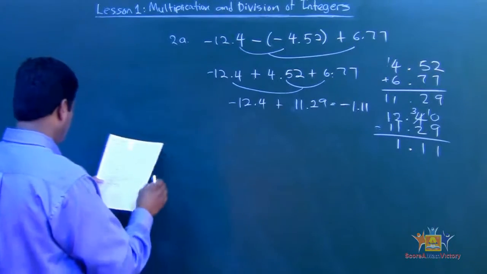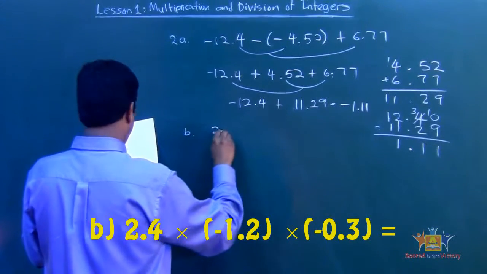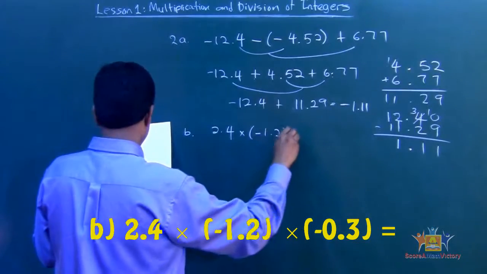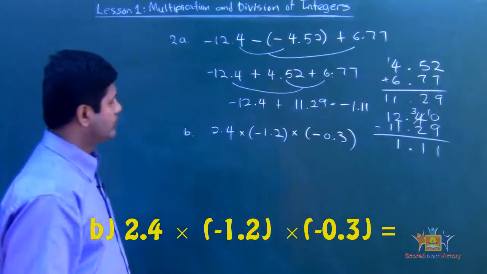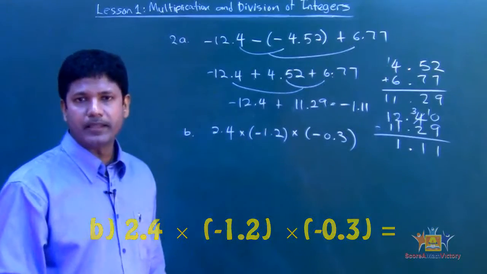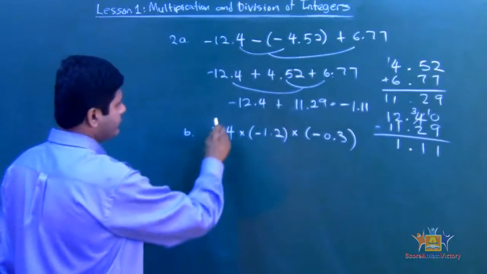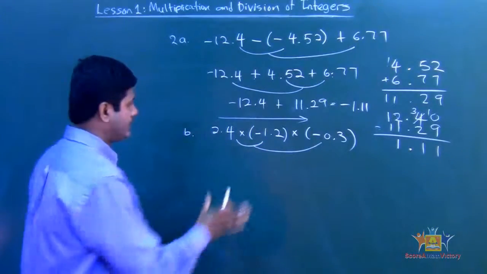Problem B. Now problem B, you're given 2.4 times negative 1.2 times negative 0.3. So you got three decimals multiplying. Alright, so what method are we going to use? Pairing method. So we're going to use the left to right method. Okay, we're going to pair this and then we're going to pair with that one. Alright, let's start with this one.